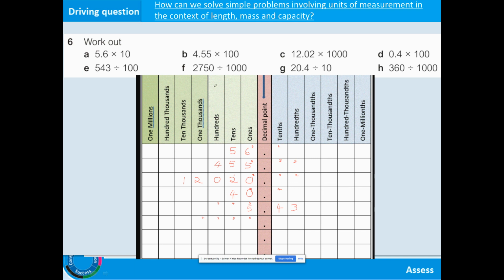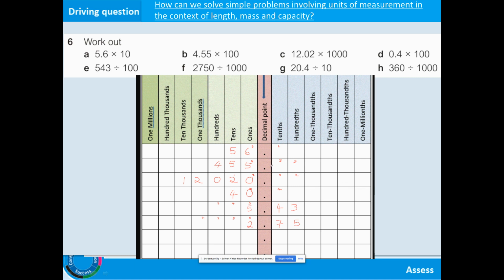2,750. I'm dividing by 1,000, which is 3 zeros, so I'm going to move 3 places. So my 2, 1, 2, 3 is going to be here. 7 is going to move over here. The digits don't change their order, just their place. Now this 0, 1, 2, 3, it doesn't have any value there. It's not changing the fact that it's 2.75. 2.750 is exactly the same number, but I don't need that 0 on the end. So I'm not going to write it in.